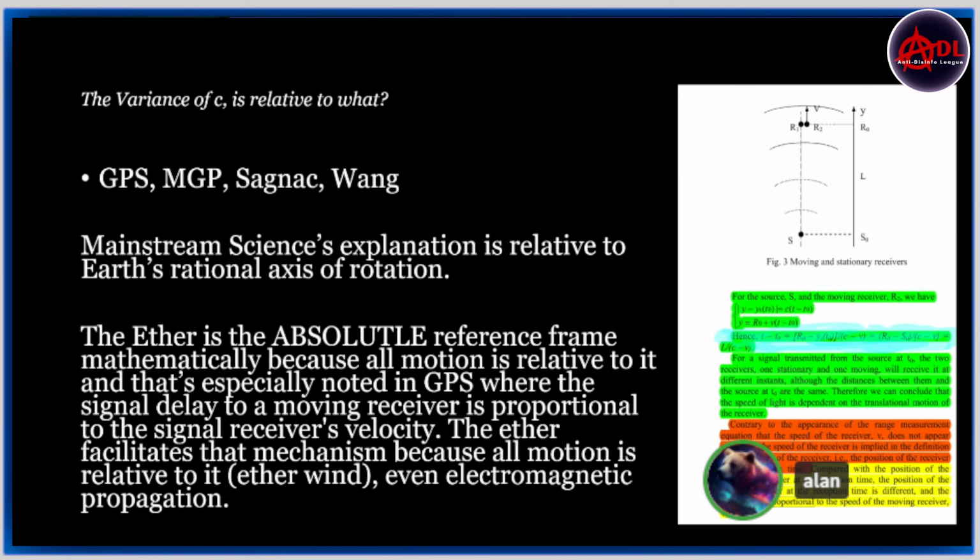So to close out here, we're almost done, I swear. Thanks everyone for listening. So to close out here with GPS, what Wang pointed out about the speed of light being relative and proportional to the velocity of the observer.